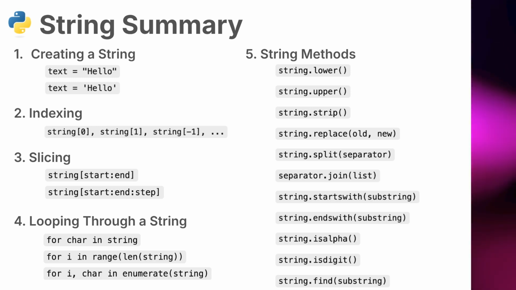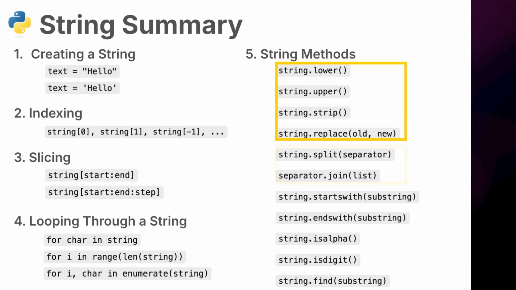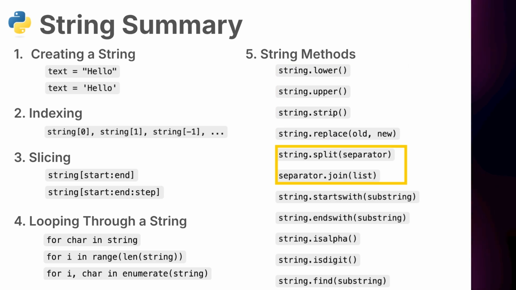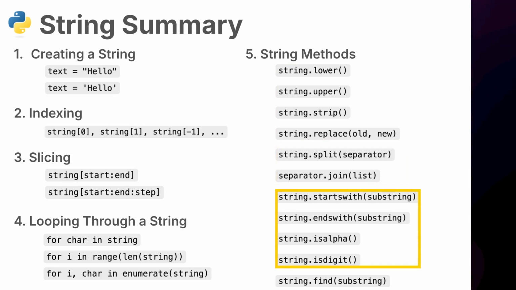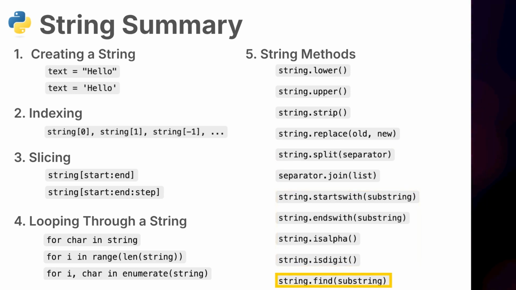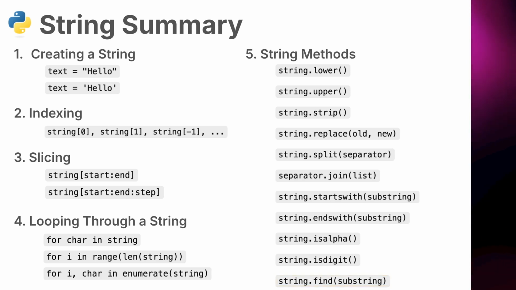5. String methods. Python provides many built-in methods to work with strings. Modify, such as lower, upper, strip, and replace. Split and join, such as split and join. Check content, such as startswith, endswith, isalpha, and isdigit. Search, such as find. These methods make it easy to clean, format, and analyze text efficiently.